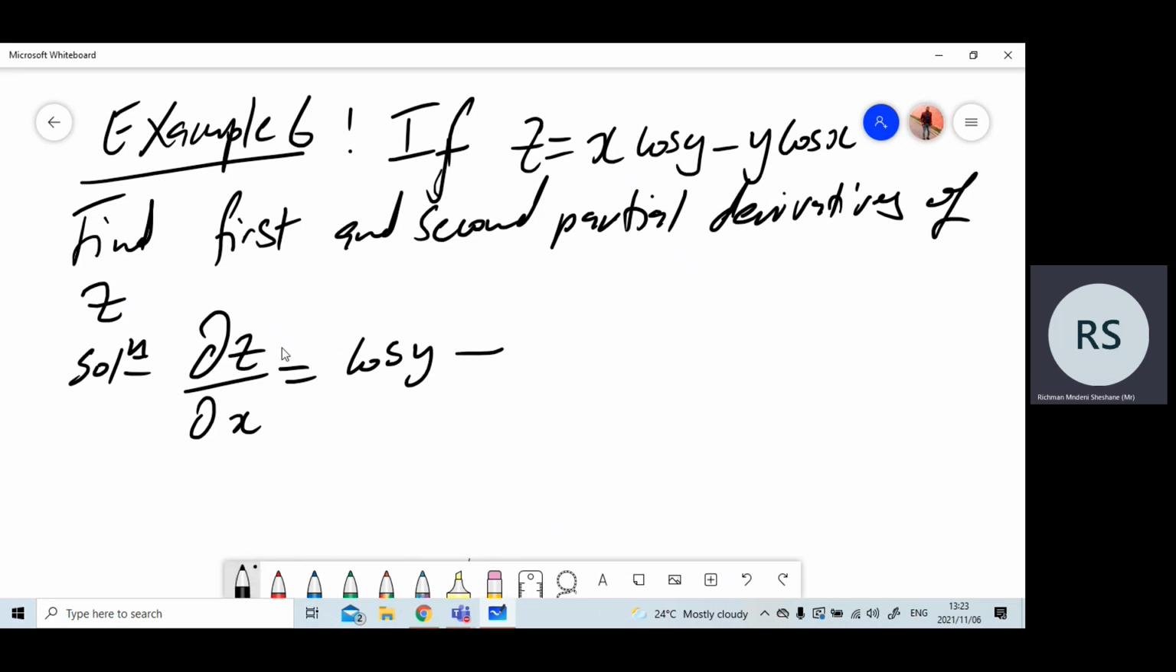So we're deriving this function z with respect to x. The first term, when you're deriving x, is going to be cos y. The second term, when you're deriving x, we're going to return y, and deriving cos x is going to be minus sine x. Minus sine x, and this negative will make this positive. So this is the first partial derivative with respect to x.